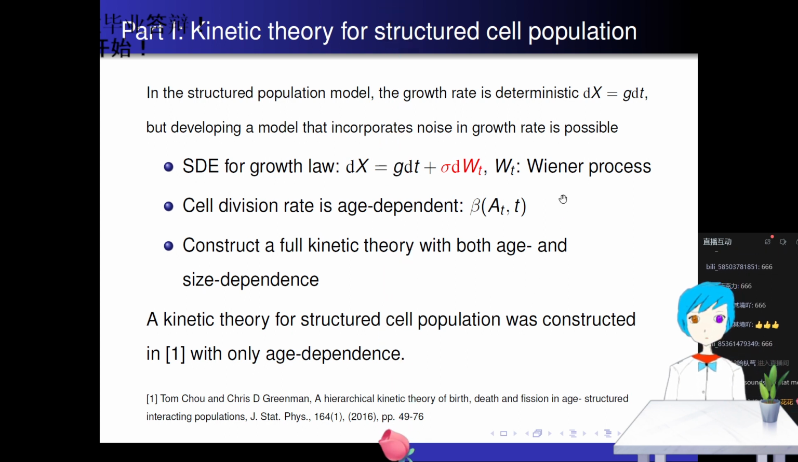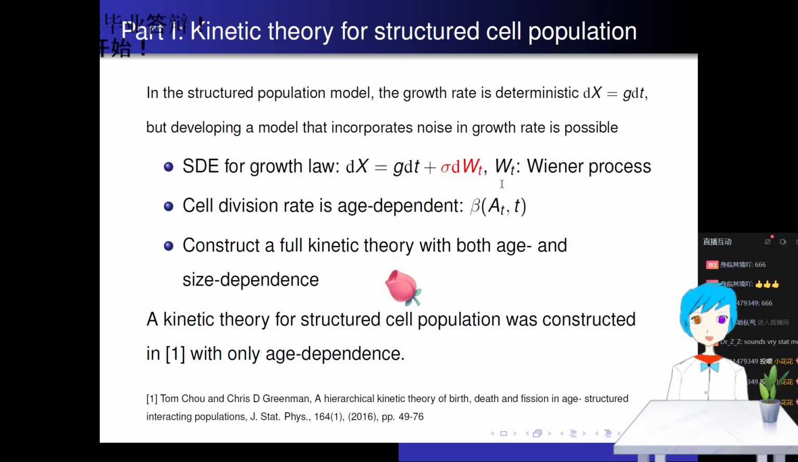So, in the normal structured population model, the growth rate is deterministic, like dx equals g dt. But developing a model that incorporates noise in growth rate is possible. For instance, we can replace the deterministic growth law by the stochastic differential equation dx equals g dt plus a noise sigma dW_t.